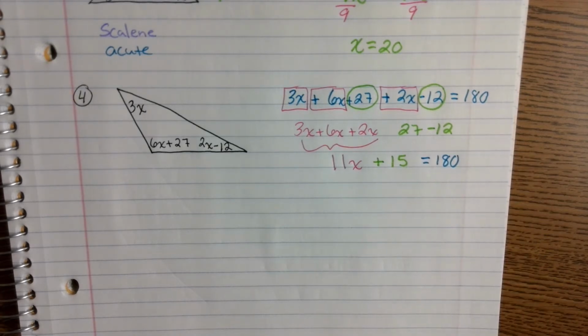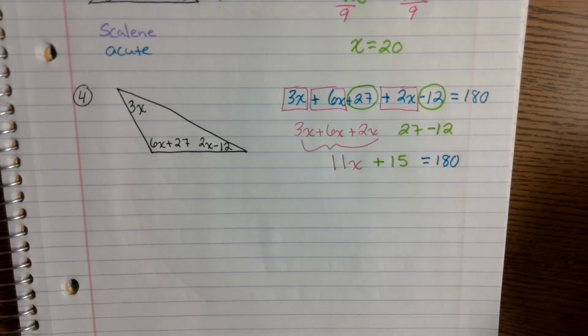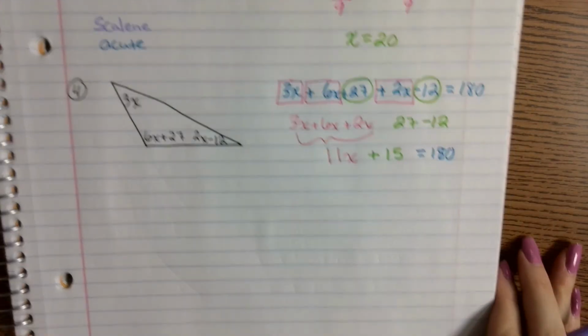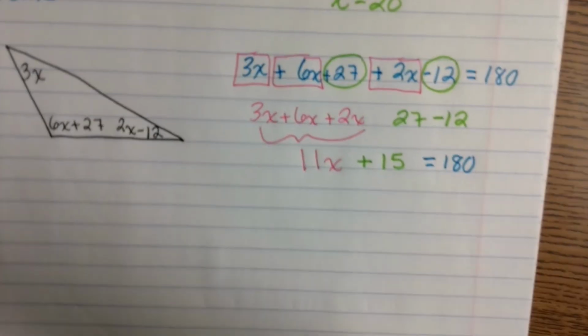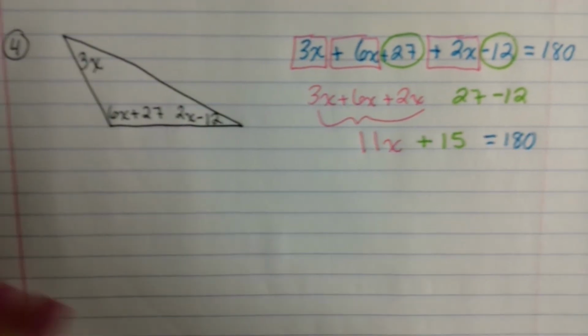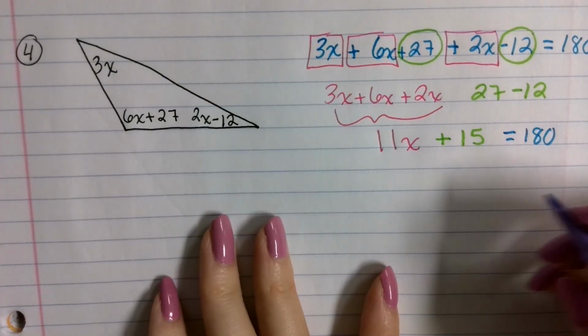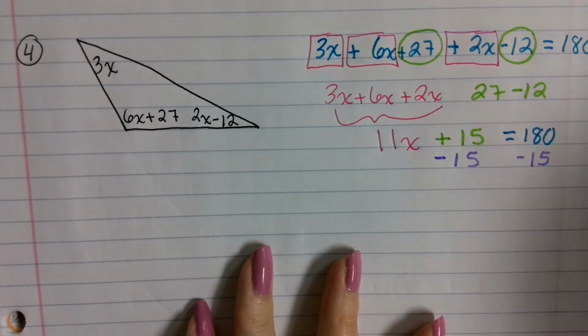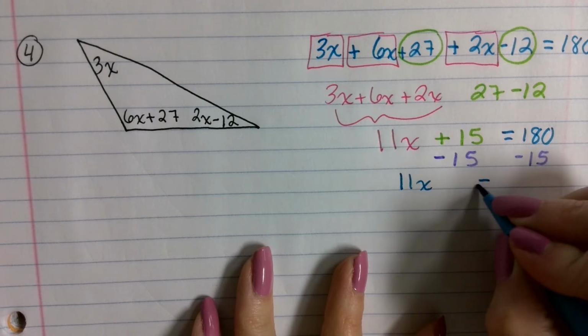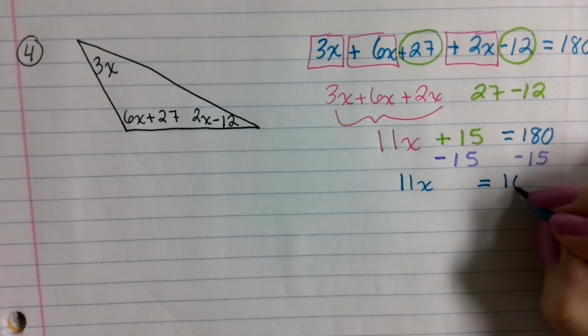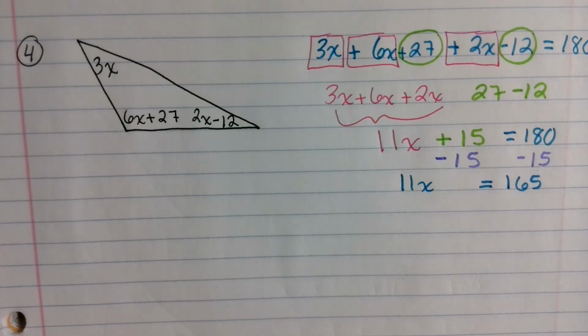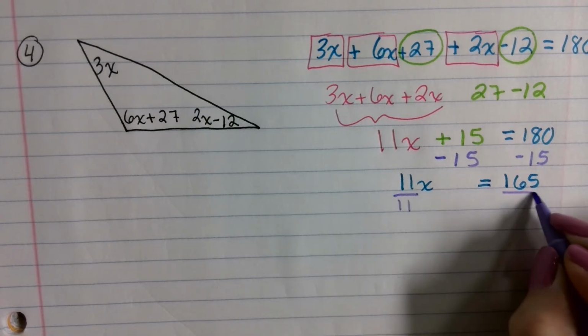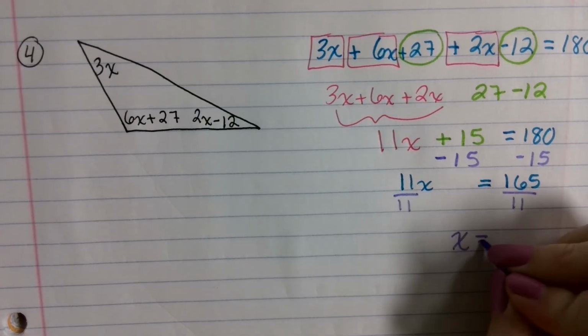From there, we can go ahead and start solving. So what do we do first? Omar? Well, not negative 15, but minus 15. It's an operation, right? We're going to subtract 15 from both sides. That's going to give us 11x is now equal to 165. Then what? Divide by 11 on both sides, and what do we get? 15. So x is going to be equal to 15.